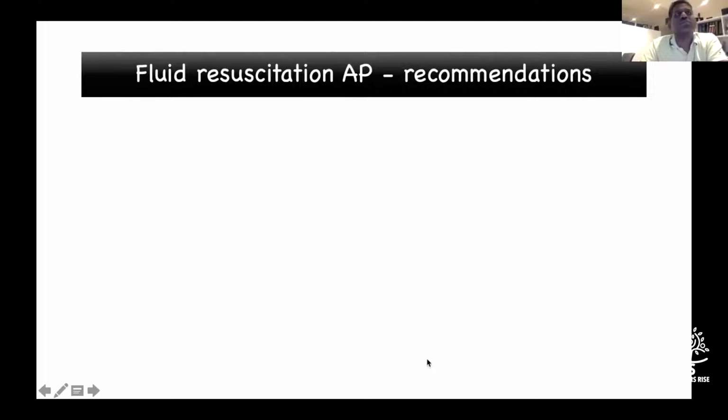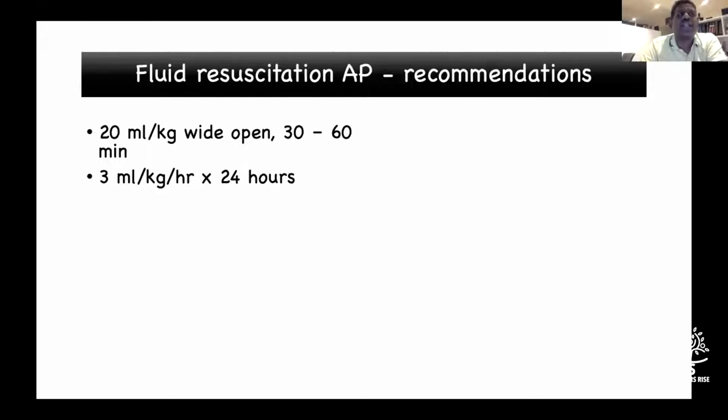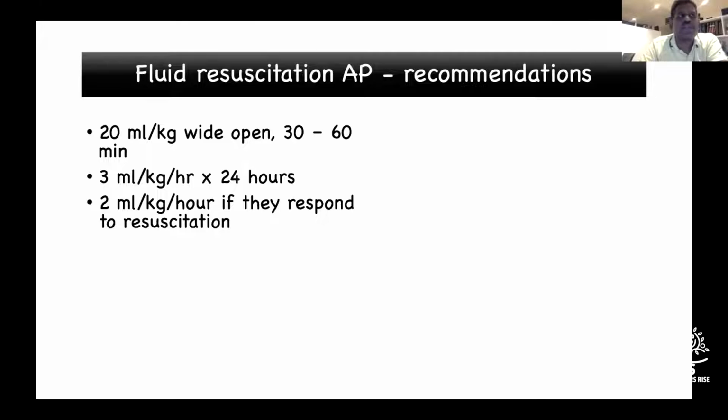Now, if the patient is hypovolemic, 20 ml per kg of fluids wide open, given in 30 to 60 minutes, is a good start. Then followed by 3 ml per kg per hour for 24 hours, and then followed by 2 ml per kg per hour if they respond to resuscitation, and 3 ml per kg per hour for refractory patients. This is a widely recommended protocol.